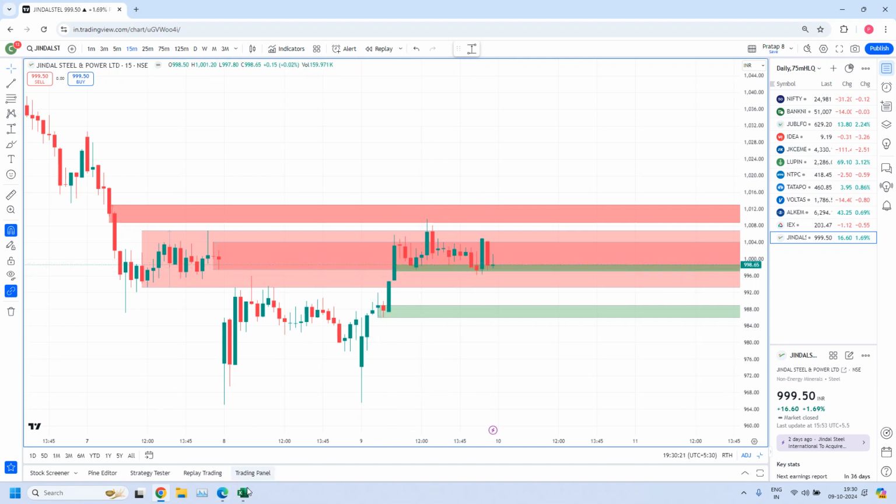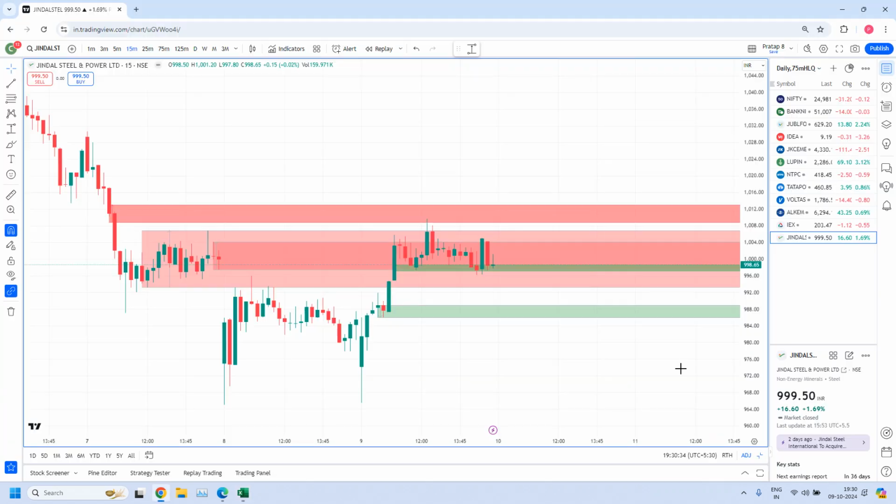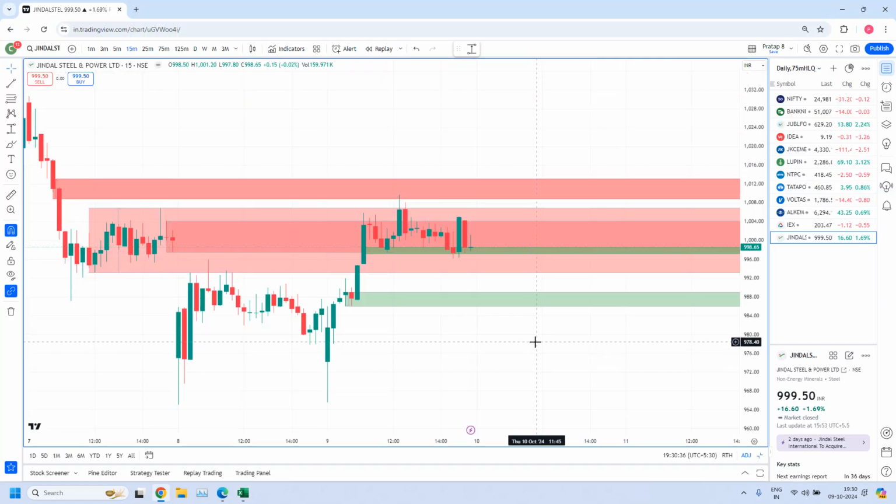Okay, with this 1 minute target zone, how much profit has it given? It has given 6,468 rupees profit and 4.8% ROI. And who did this bull trap, which is above the 75 minutes high liquidity zone. Okay, this is about Jindal Steel. These are the 3 successful trades.